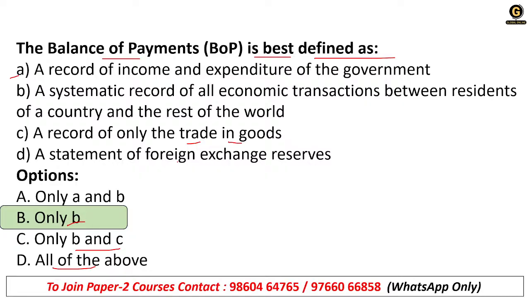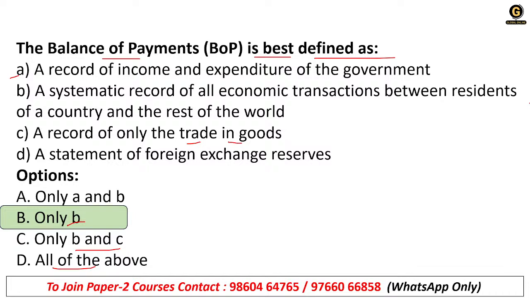Like here you can see the record of income and expenditure of the government. It is not the BOP. It is what? It is a government budget. All the expenditures throughout the year and all the income throughout the year will be calculated, and the output will be called a government budget, right? Option C is telling about the record of only trade in goods, which is called balance of trade, not balance of payment, right? And a statement of foreign exchange reserve is not a balance of payment, right?